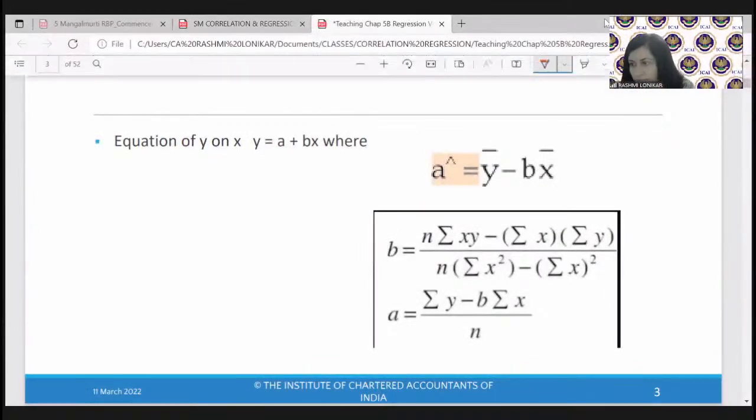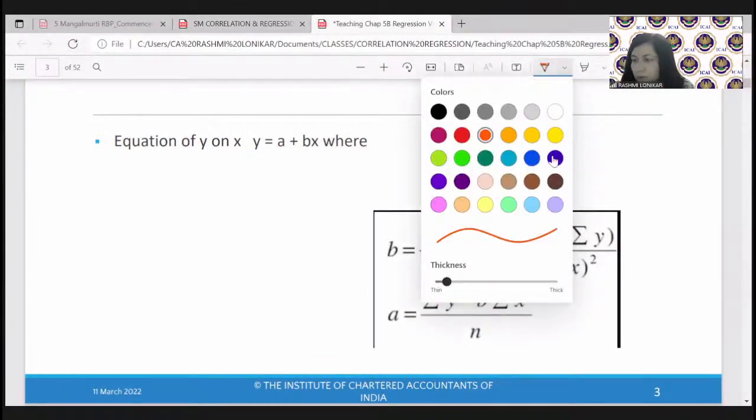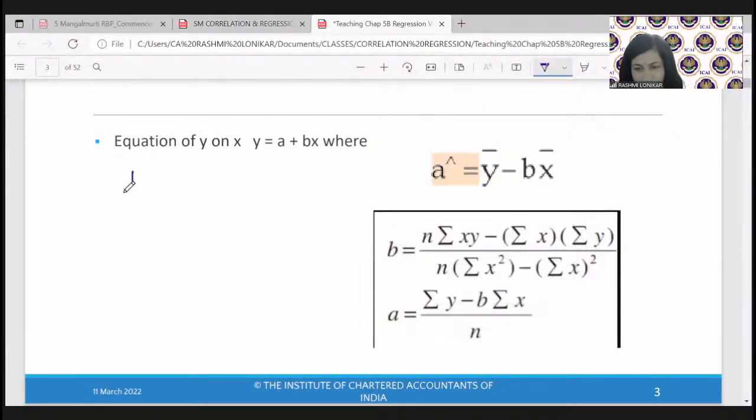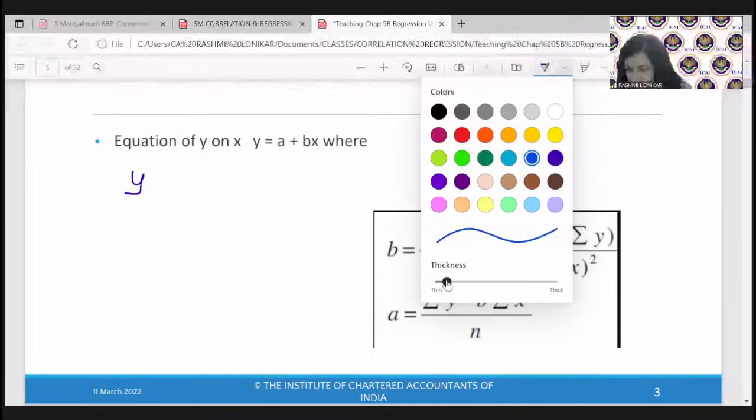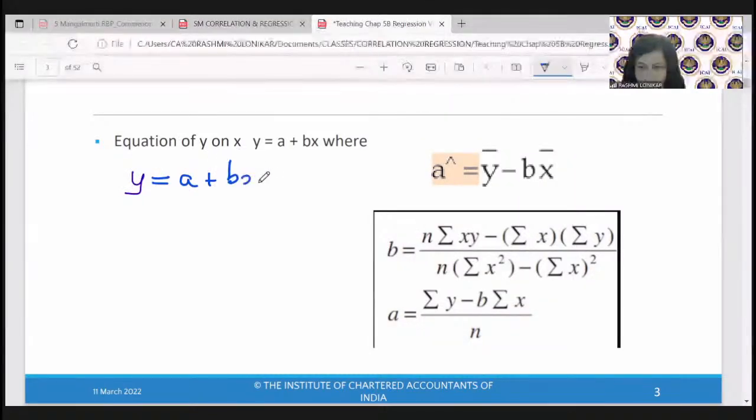Now, how do I do that? How do I do the calculation? How do I find this line that I have just drawn? This is called the regression line. It is y is equal to a plus bx. Here y is the dependent variable and x is the independent variable, and a and b are known as regression parameters.